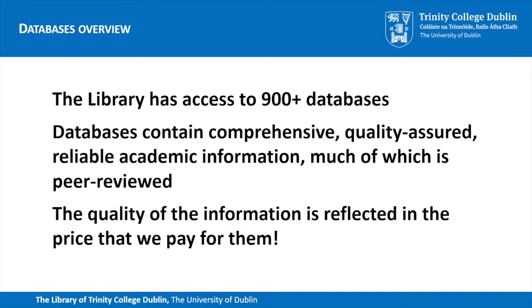Here at Trinity, we have access to over 900 databases. Some of these we get for free, a lot of them we have subscribed to and pay an annual fee for them, along with other university libraries. The point of them is they contain comprehensive and quality assured academic information, so it's not like just doing a search on Google and finding something randomly. A lot of them contain what's called peer-reviewed articles, but not all. Some contain other information such as conference proceedings or book chapters, that sort of thing.